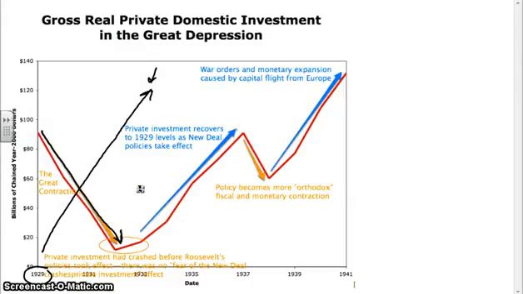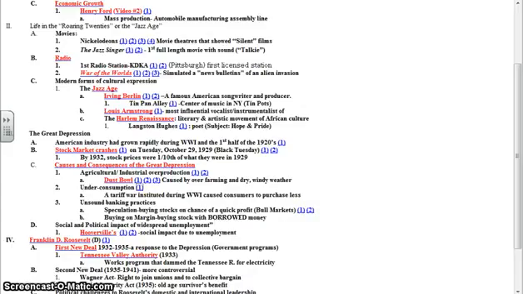This is a problem. When you see supply increase like this and you see demand go down like this, this is a major problem. And this is the second cause of the Great Depression.